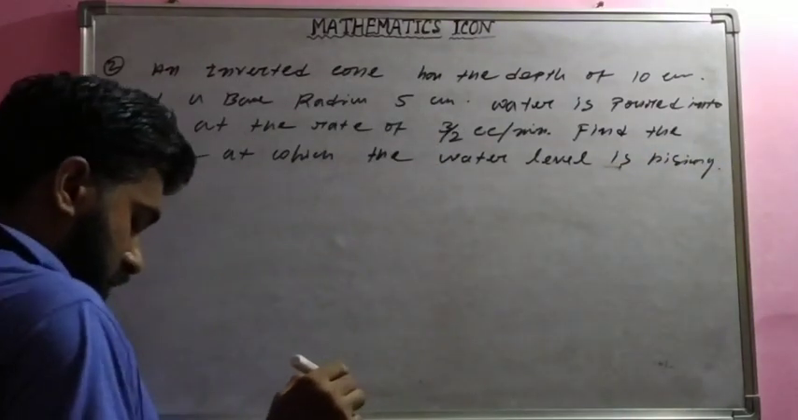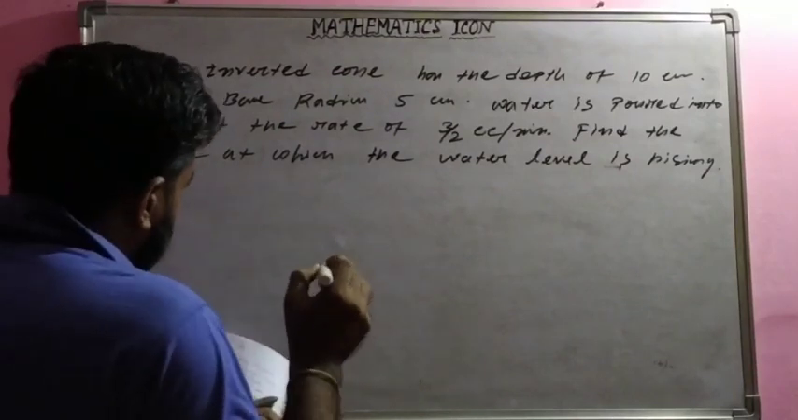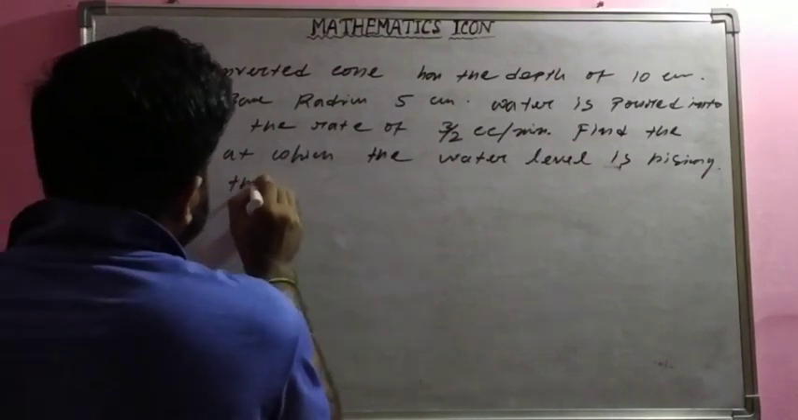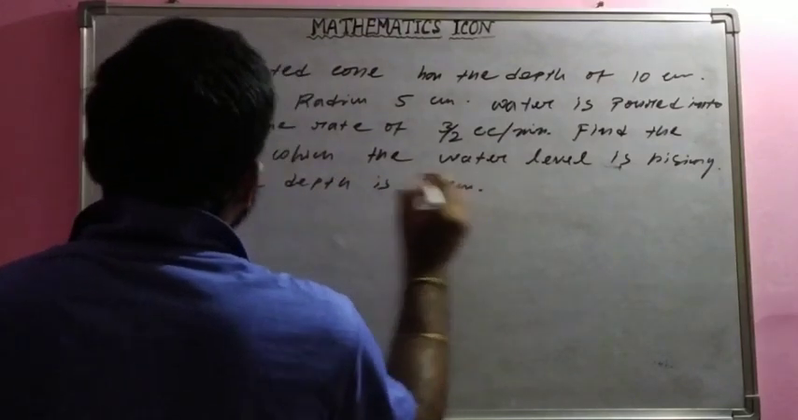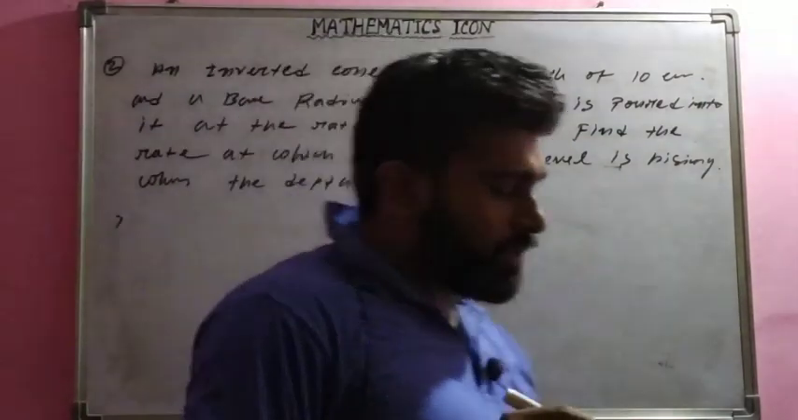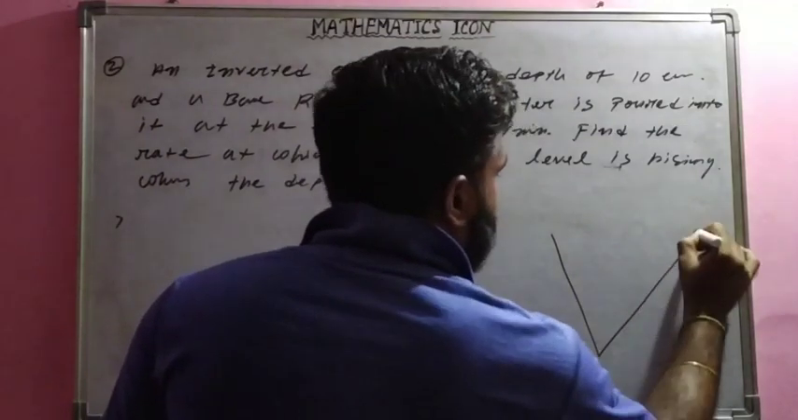Okay. When the depth is 4 centimeter. When the depth is 4 centimeter. That means एक inverted cone है आपके पास, ऐसे inverted cone, ठीक है?